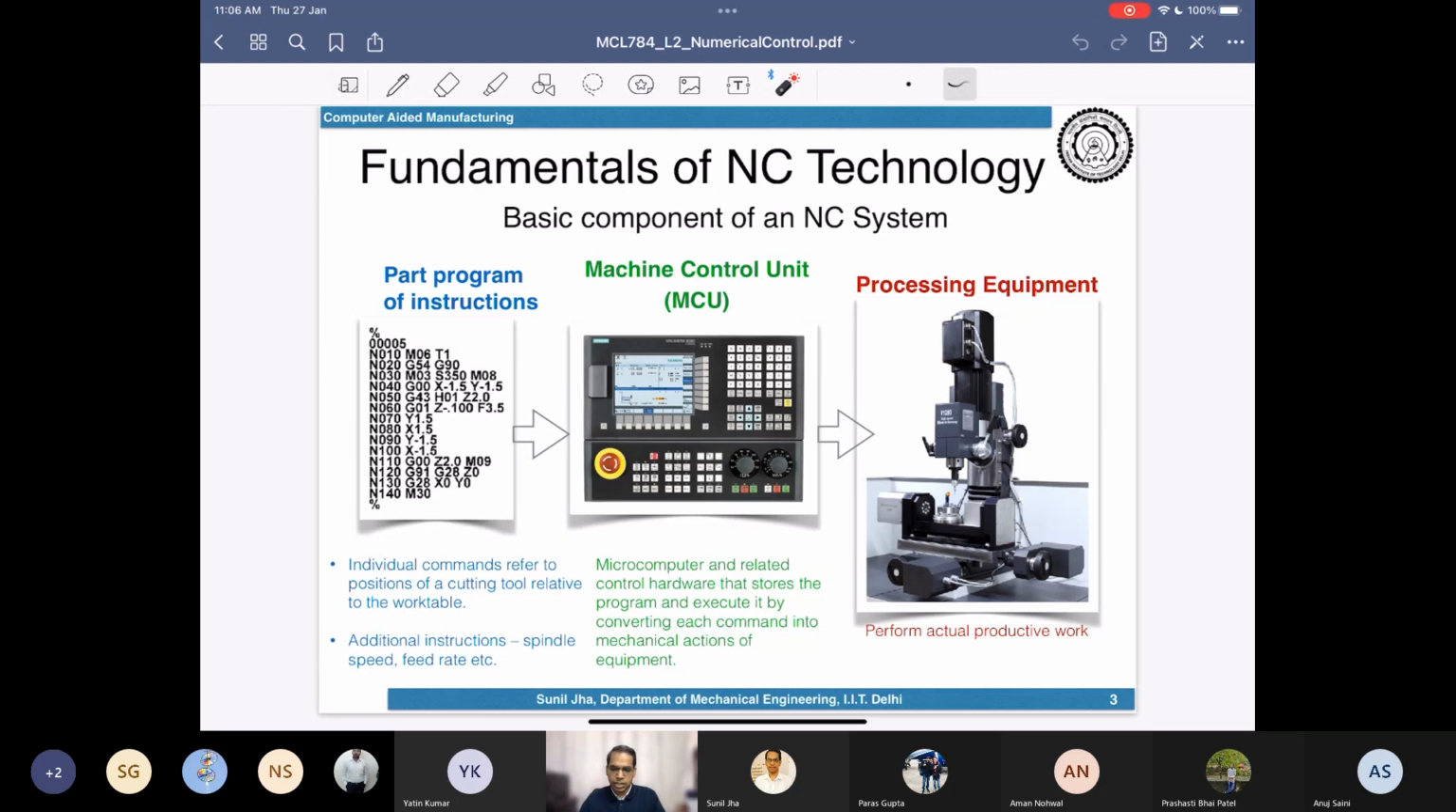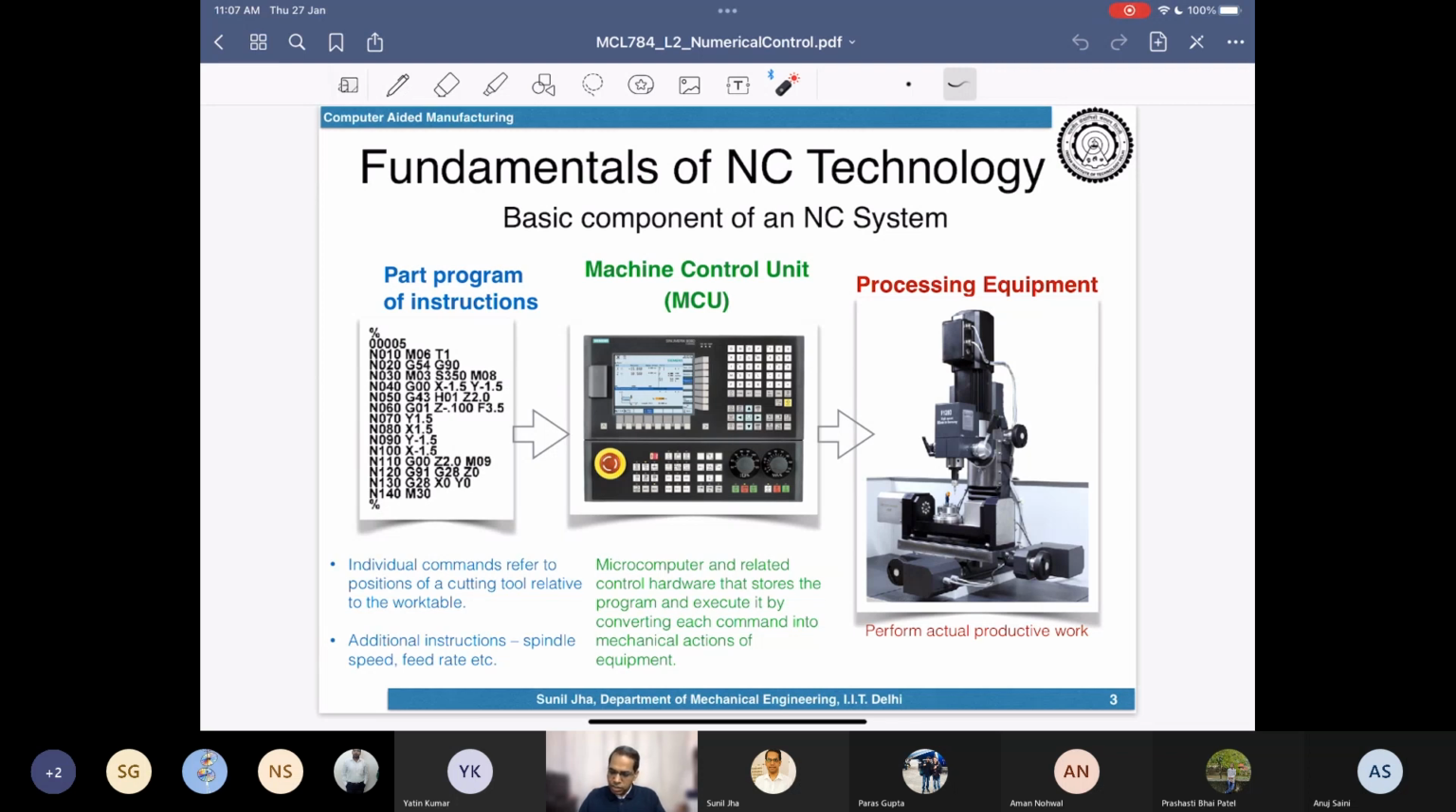So we are assuming that there is a computing system here which will be doing all these functionalities, which will store the program and execute it by converting each command into mechanical action. The machine will pick up any of the instructions, for example this instruction, and then it has to just execute it. For a machine tool, execution means a relative motion has to be generated between the work head and the work part.